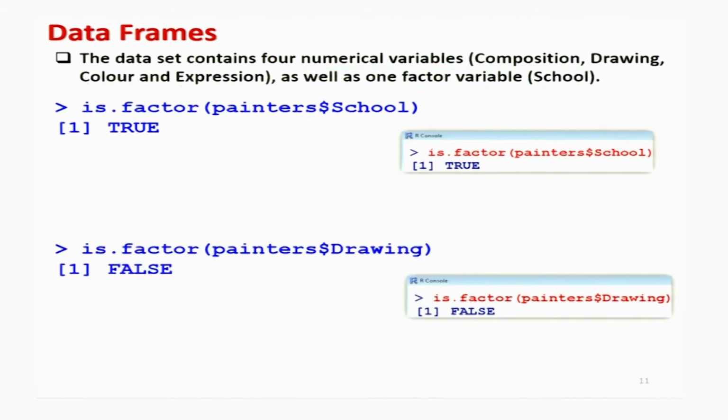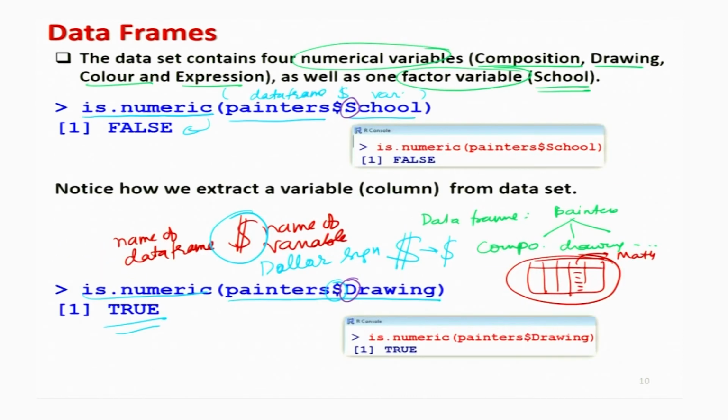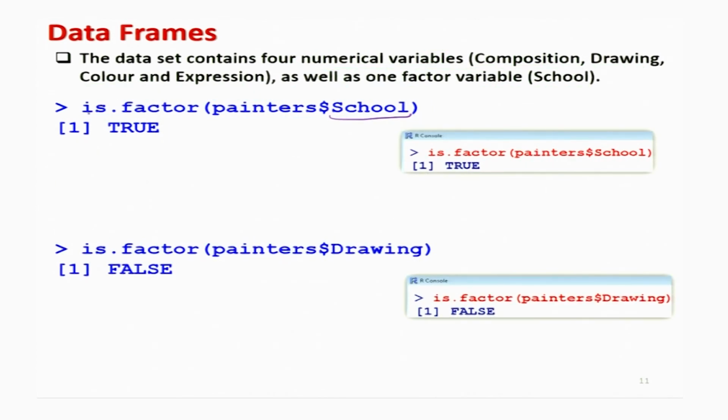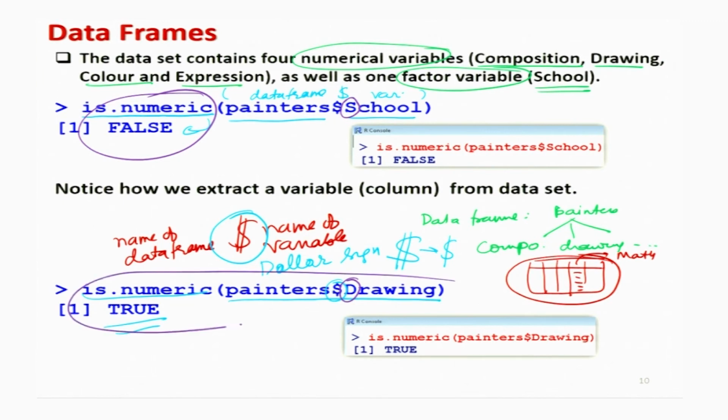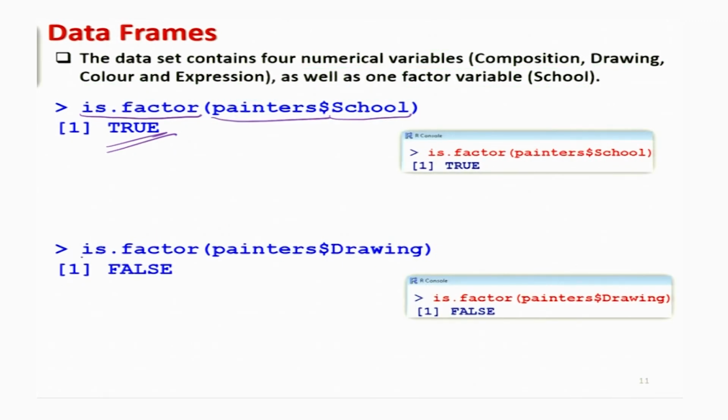Similarly, take the variable school. Because you have seen that school comes out to be non-numeric, now you would like to check whether it is a factor. So you write is.factor, and within the parentheses you write painters$school, and it will come out to be true. And you have seen is.numeric of painters$drawing is true. But if you want to know is.factor of painters$drawing, that is, whether the variable drawing and its data values are a factor, the answer comes out to be false, right?